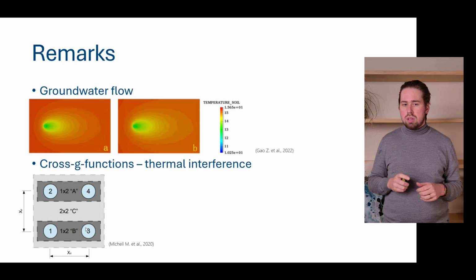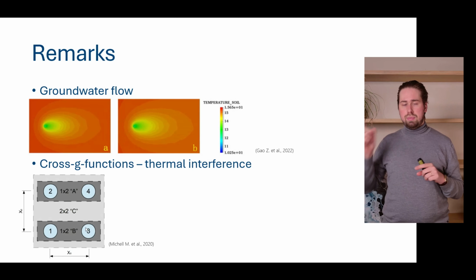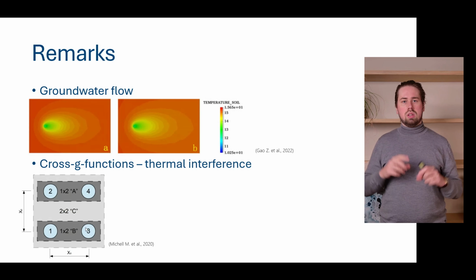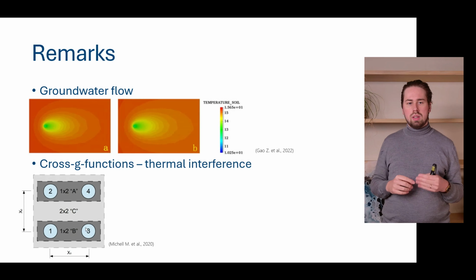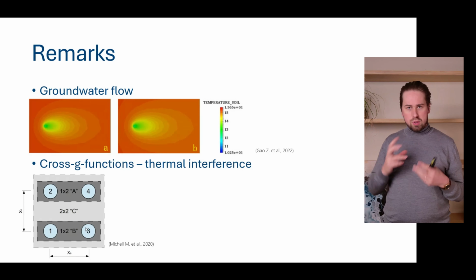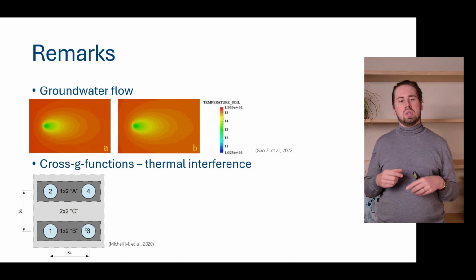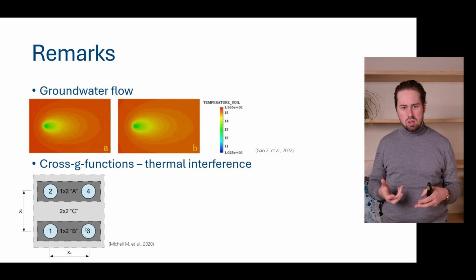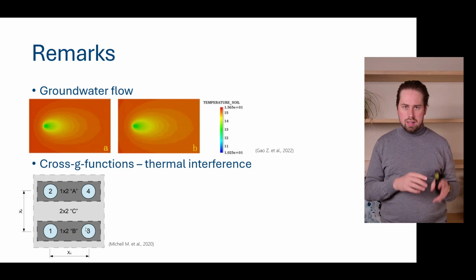A second remark is that the concept of G-functions can also be used to calculate the interaction between different systems. So I have a geothermal system and my neighbor has one. We can use the concept of G-functions to calculate the interaction between the different systems, which is then called cross G-functions. And this is the problem of thermal interference, which we will cover later in this course.